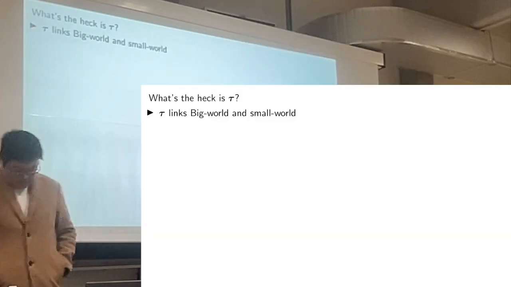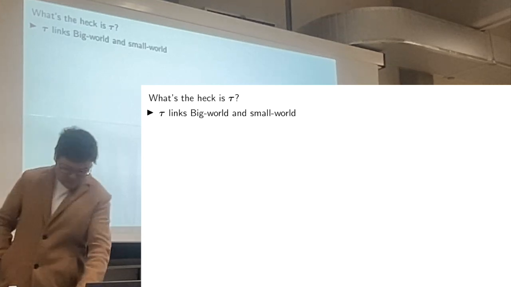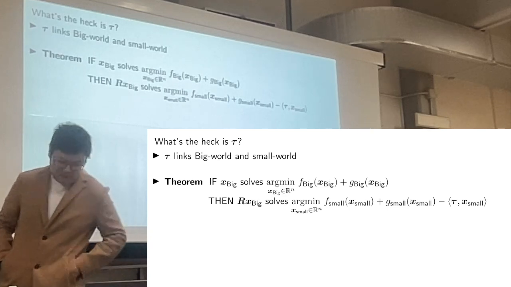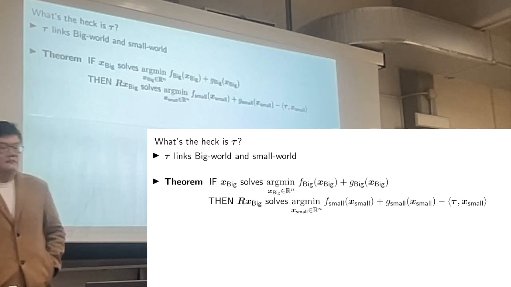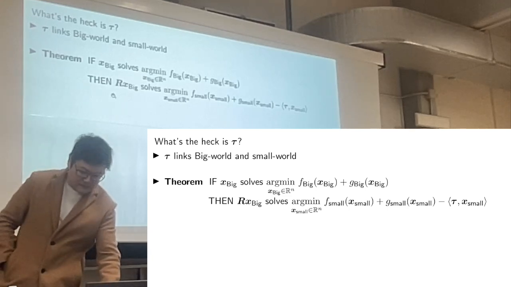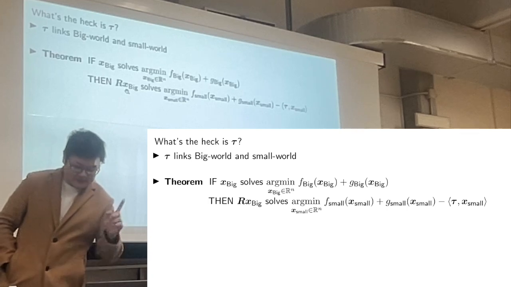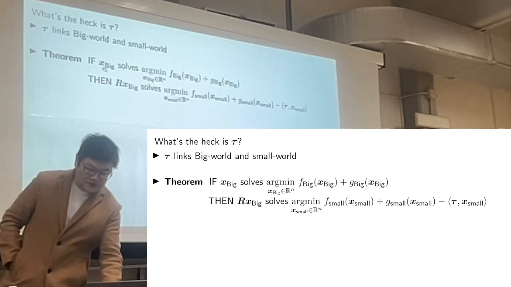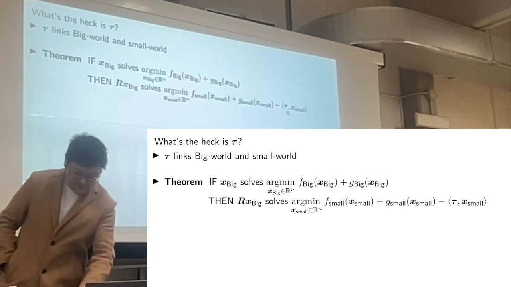And then what the heck is this tau thing? This tau thing is the linkage between the big world and the small world. That means what? So, this is a theorem. If I solve the big problem, then I solve the small problem. So, don't forget, R means make something big to small, so this means small. Small of what? The small version of my big solution. Here's what's important. This is saying this solves this. I'm not saying this solves small if I make it small. I'm saying this solves small plus something. This is a residual in the subdifferential.